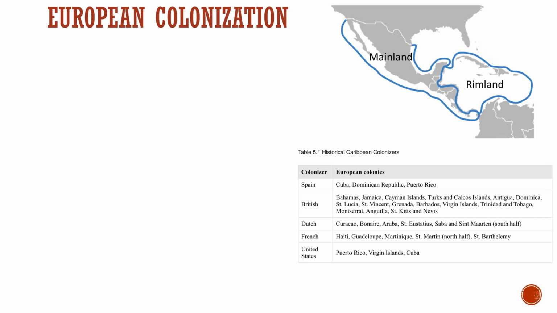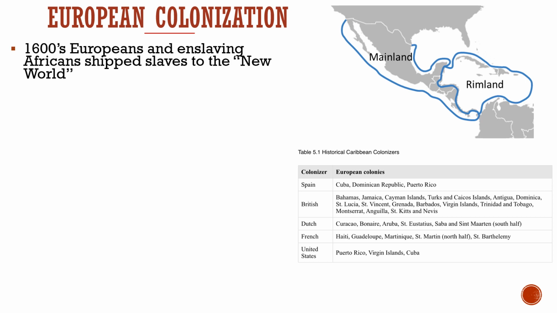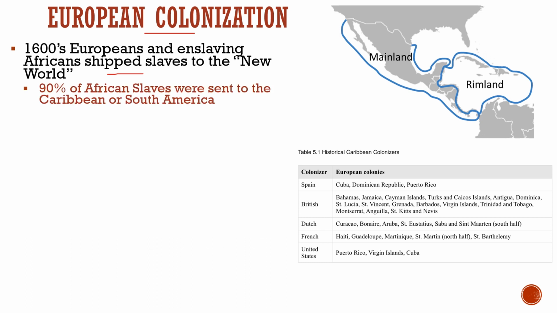And then just wrapping up here, talking about the European colonization. So we mentioned before, at some point or another, Europe has colonized about all parts of the world. So if we look at about the 1600s, so again, annihilated there, the Aztecs. The Europeans and enslaved Africans were shipped to this new world, and that was actually more into Central America. We usually think about North America, but this colonization was actually more in Central America. So about 90% of African slaves were actually sent to the Caribbean or South America, and then unfortunately, of course, made their way to North America.